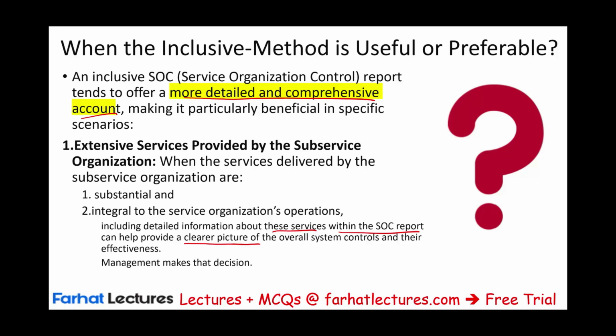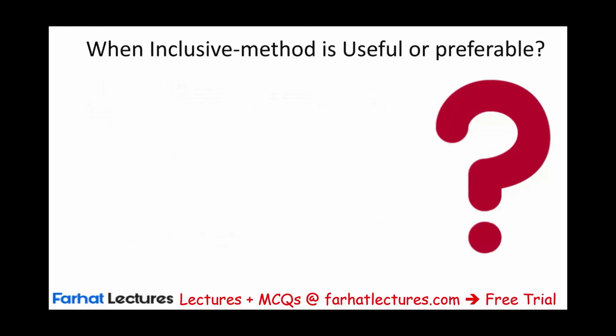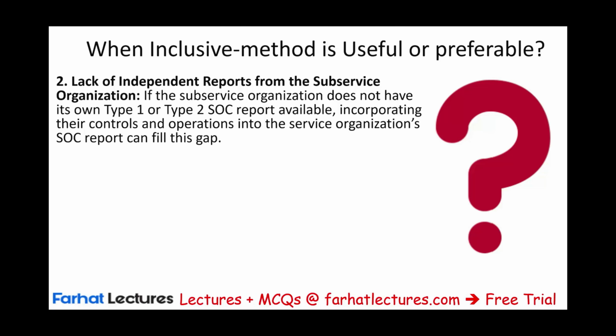Management makes this decision, whether the services are extensive. That's one reason, and this makes sense. The more we rely on them, the more importance they have to us, the more likely we have to include them. Also, a lack of independent report from the subservice organization. If the subservice organization does not have its own type 1 or type 2 SOC.